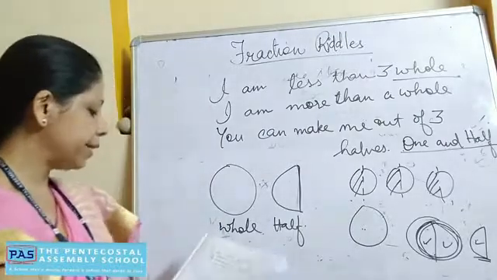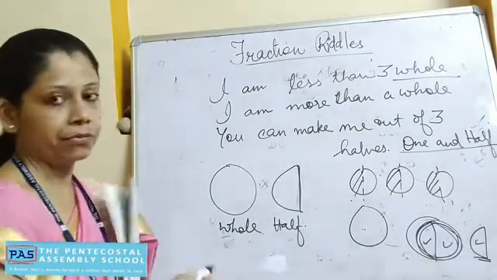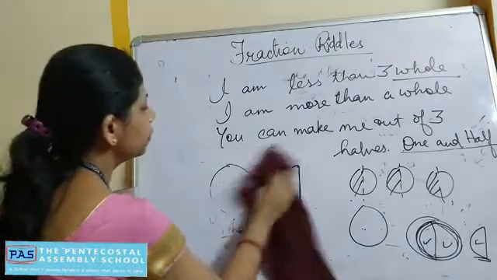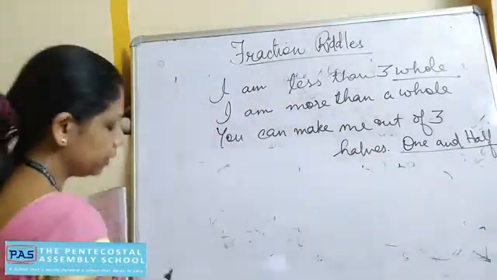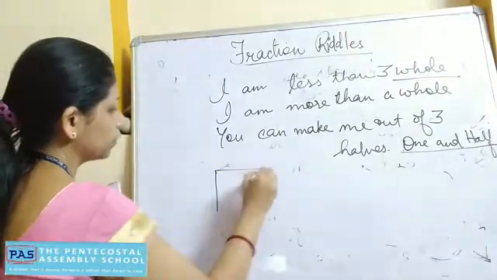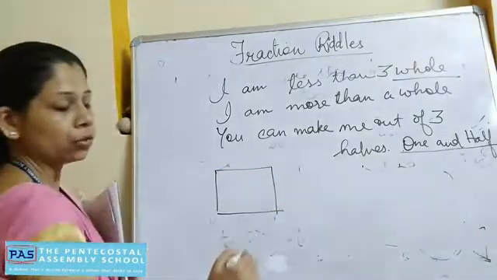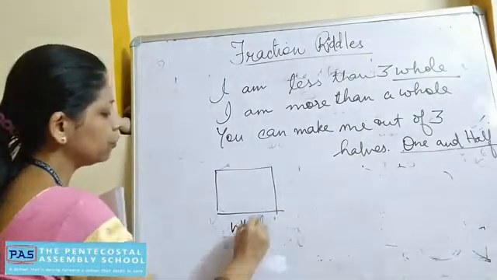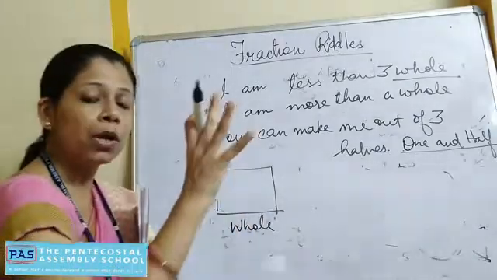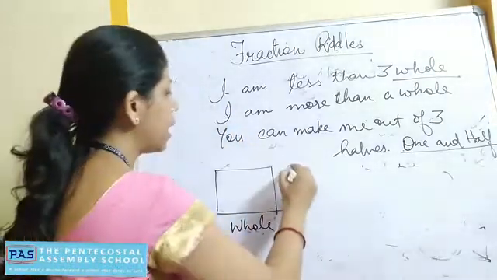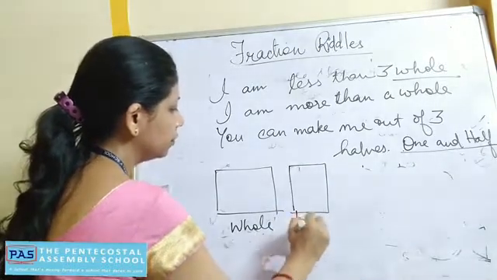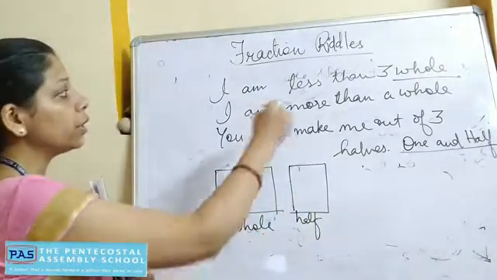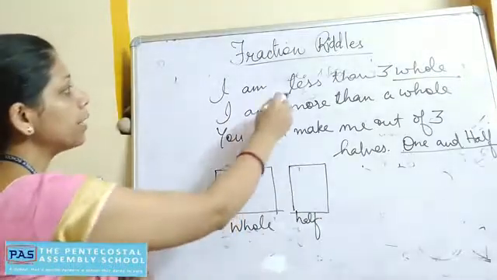So who am I? It is 1 and a half. If you want to do this with another figure, like it was a circle, now let me take this as a square. So this is whole. Whole means one particular thing, 1. And this is half of this particular square. Now what is the answer for this: I am less than 3 wholes.